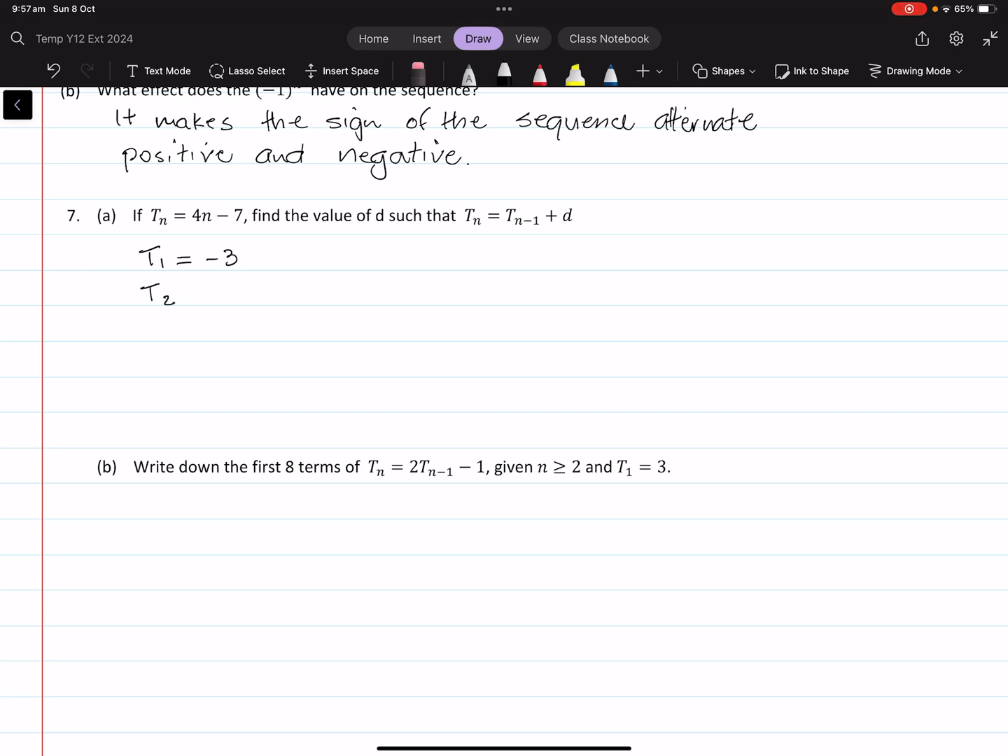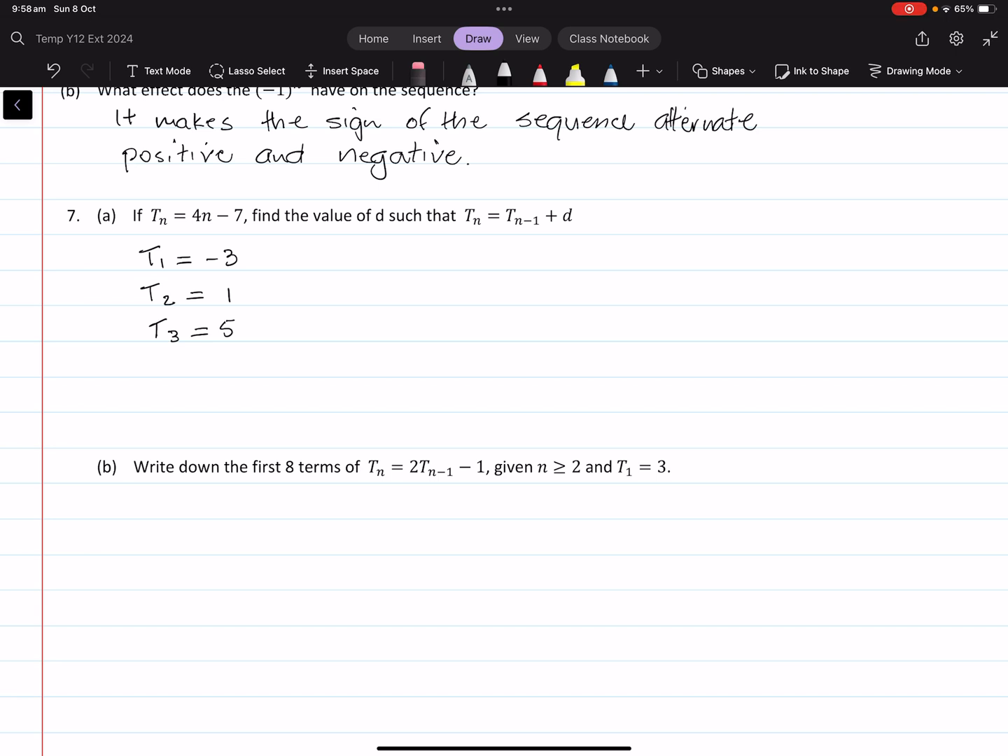What would term 2 be? It would be 4 2s are 8 minus 7, so that's 1. Term 3 comes out to be 12 minus 7, so that's 5. So can you see here, just by inspection, that if I wanted the next term, I can see the pattern is it's going up by 4 each time. So the next term would be the previous term plus 4. We are adding 4 from minus 3 to 1.